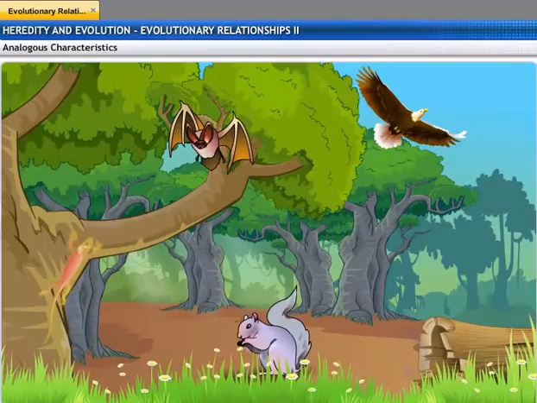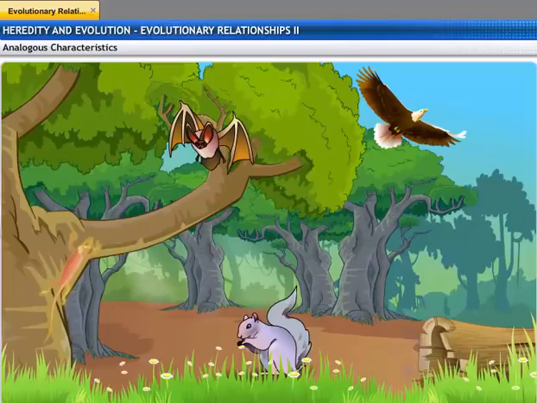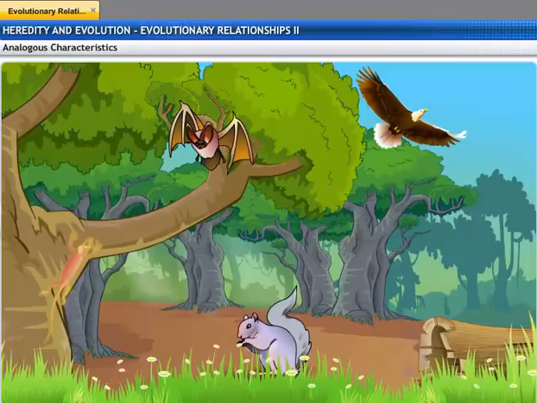However, all similarities between animals are not necessarily because of a common ancestry. Let's consider the example of bats and birds. These 2 animals have wings, but if you take an example of squirrels and lizards, they do not have wings. From this, we can conclude that birds and bats are more closely related to each other when compared to squirrels and lizards.